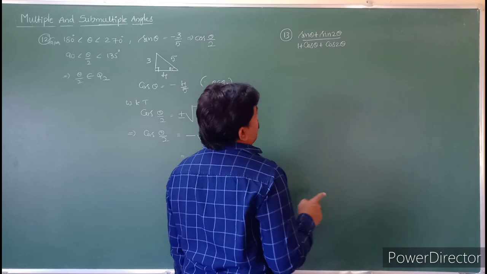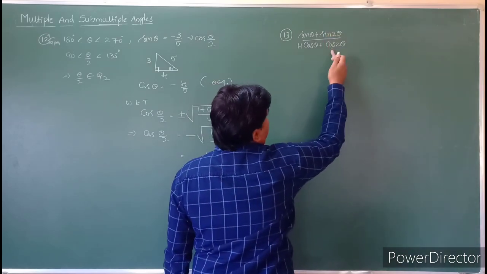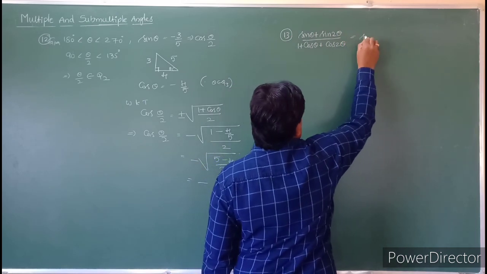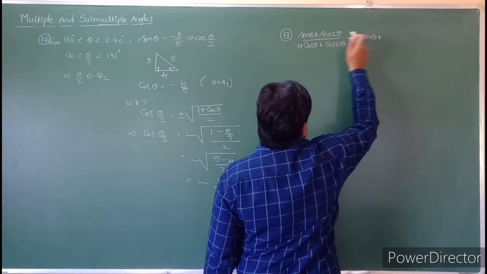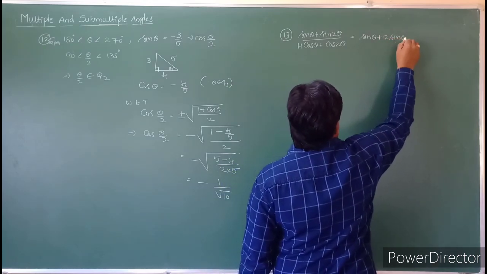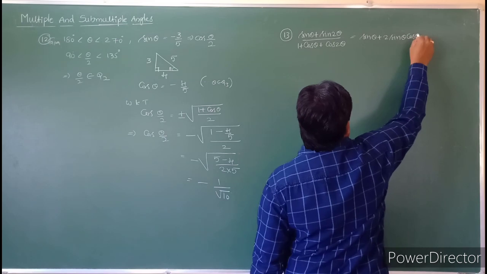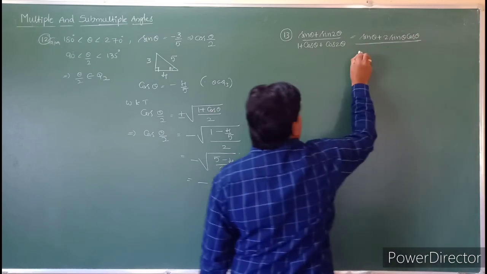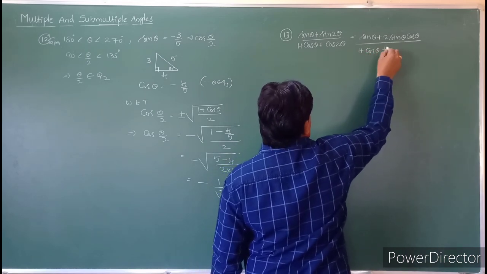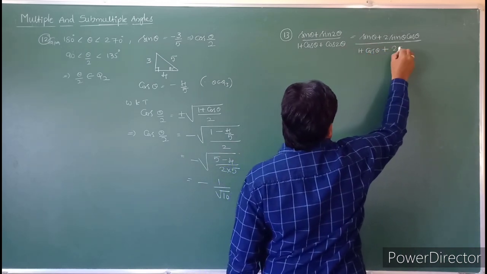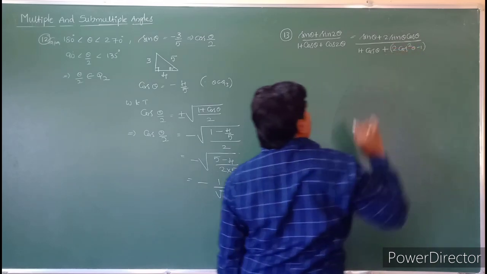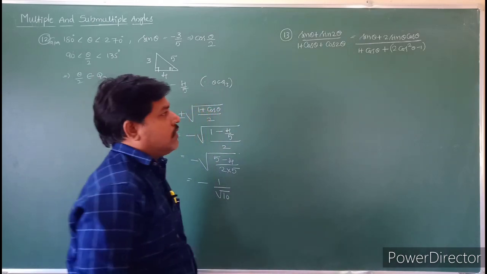So what formulas am I going to use? Sin 2 theta formula and cos 2 theta formula. Apply these two formulas, you will get the answer. Okay. So see this one. Sin theta plus sin 2 theta you can write as 2 sin theta cos theta by 1 plus cos theta plus cos 2 theta, and the cos 2 theta formula you can write as 2 cos square theta minus 1.